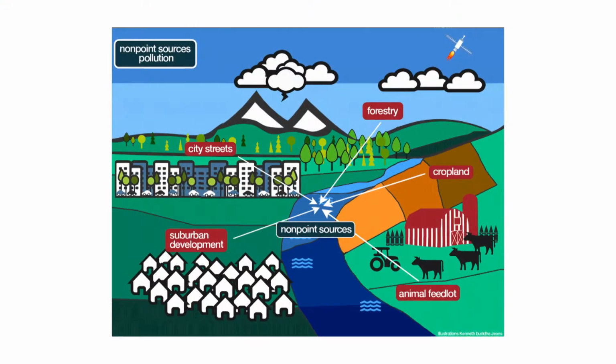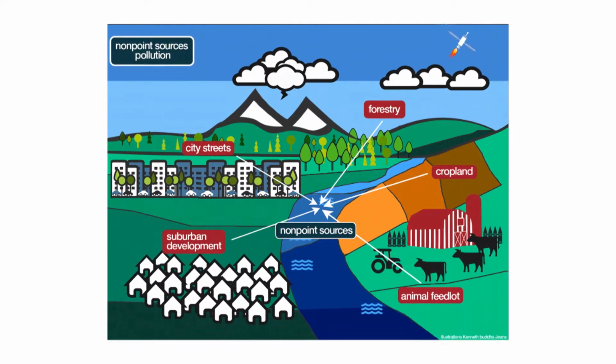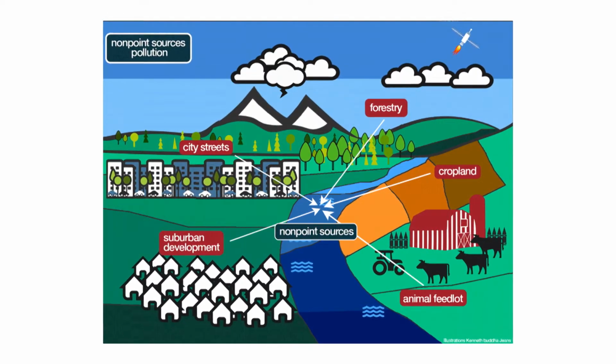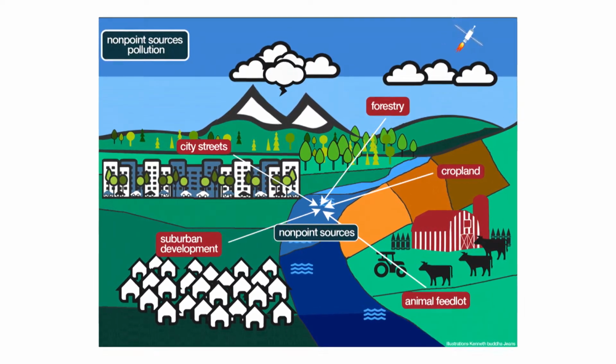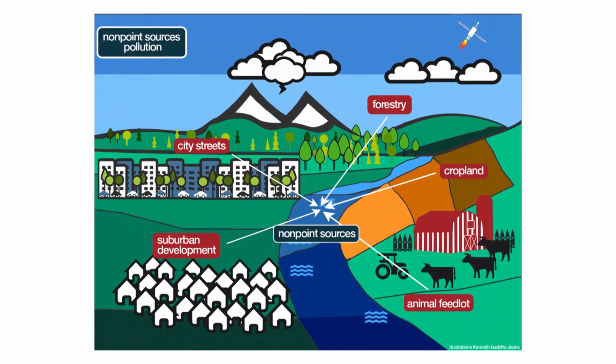Now, this is pollution that is picked up by rain and snowmelt as it flows over the ground. It comes from all over the watershed. Polluted runoff can occur anywhere rain falls. In our watershed, sediment is one of the main types of non-point source pollution.